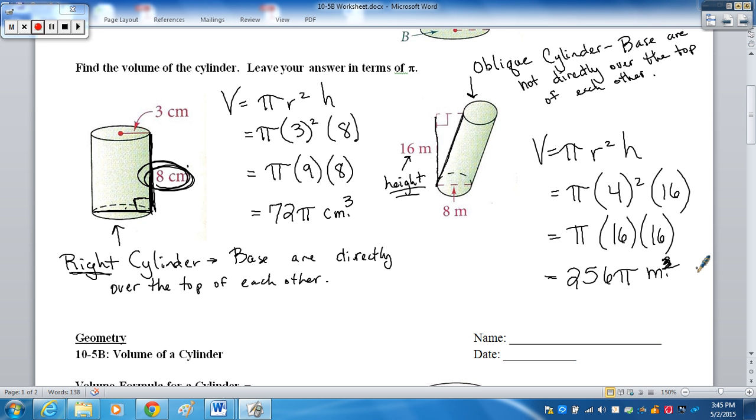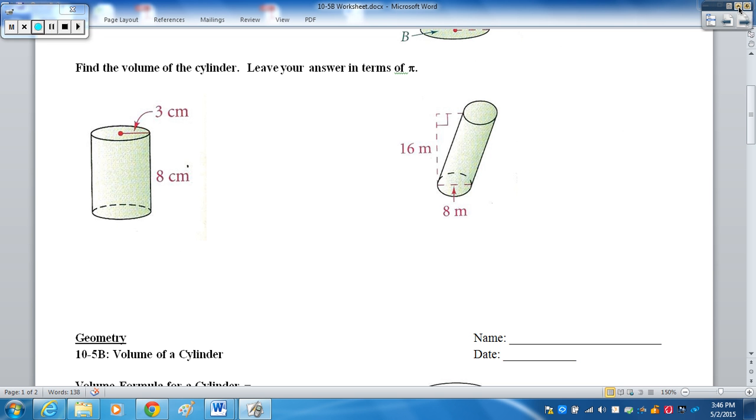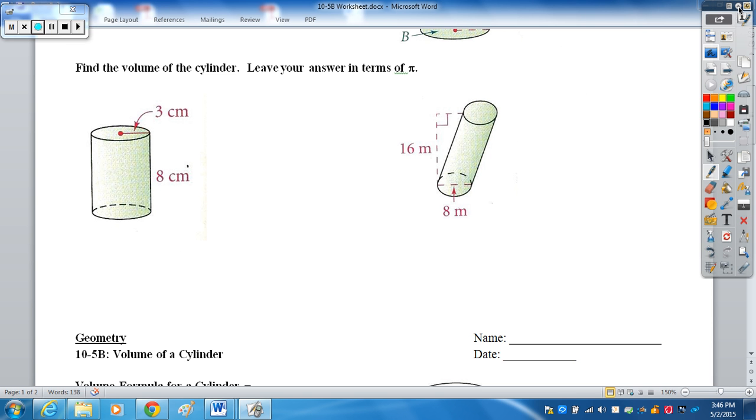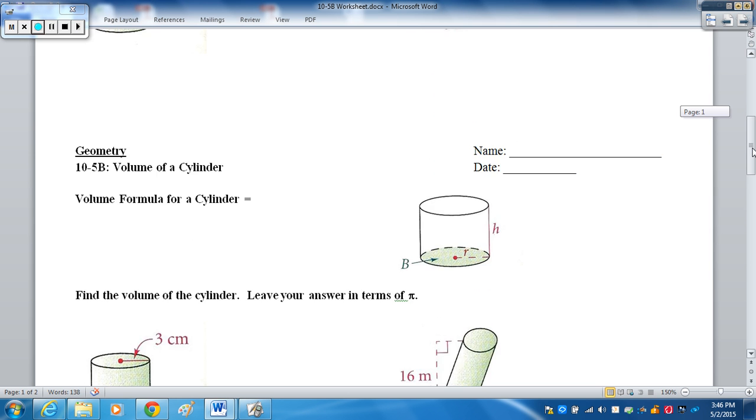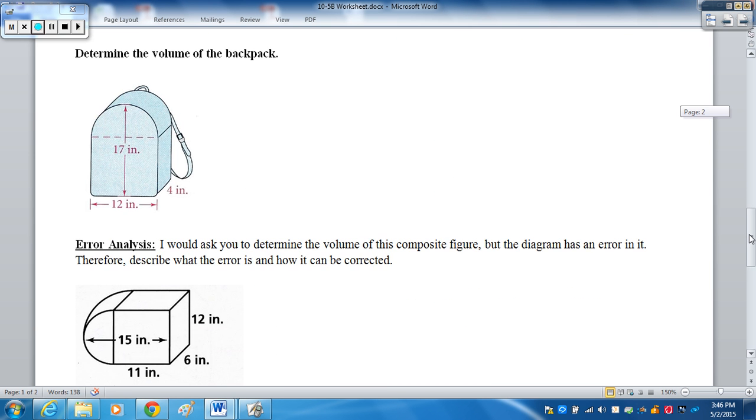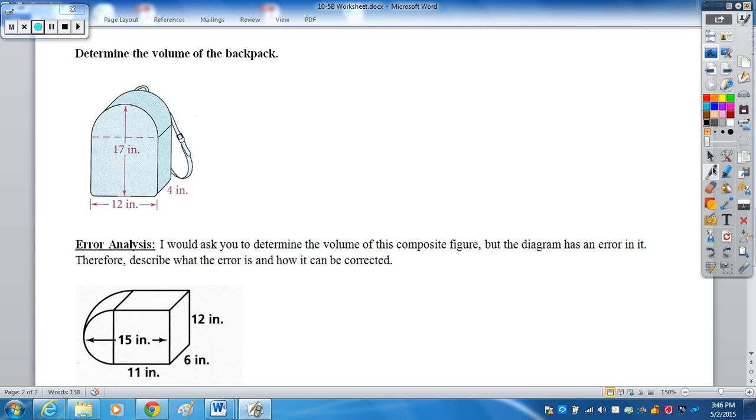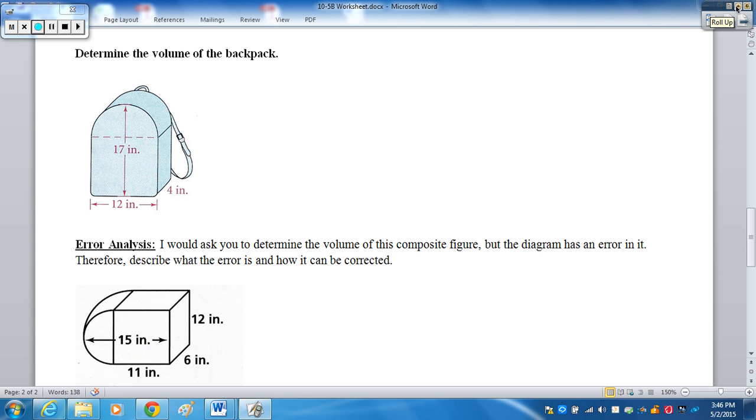Okay? Meters cubed. All right, now let's turn over the back side where we've got a backpack structure that we want to find the volume of. And this is like the composite figures that we were working on the other day. And so we actually have to kind of rework our thinking on how we use the formulas here. So the first thing I'd want you to do, or I challenge you to think of, is what two structures make up this backpack right here.